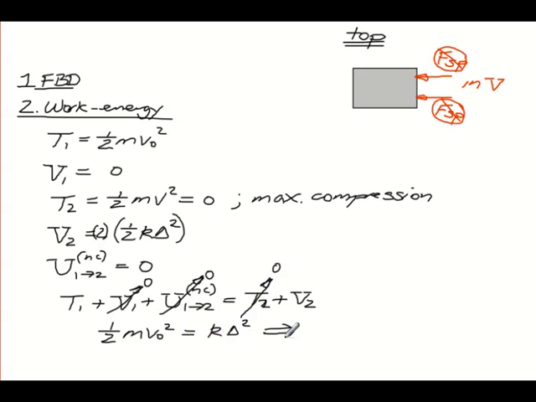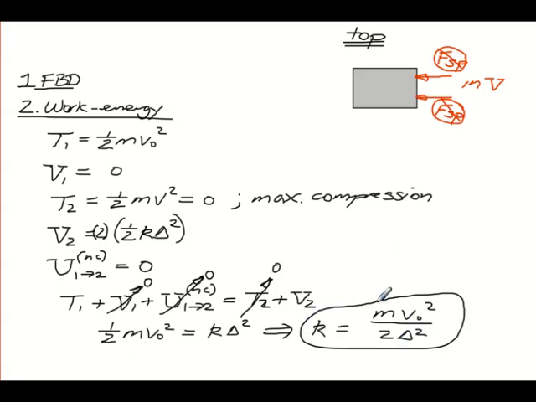So from this, we can find the stiffness in each spring k by taking m v naught squared, dividing that by 2 delta squared. So that is the stiffness that's required in those springs to give that maximum compression of delta. So again, a very basic application of the work energy equation. Since the only forces acting on the car during the impact are doing work, we're not taking into account any air resistance or any dissipation in the bumper.